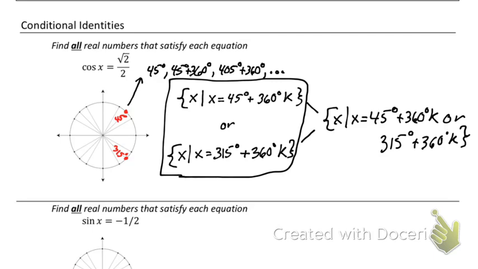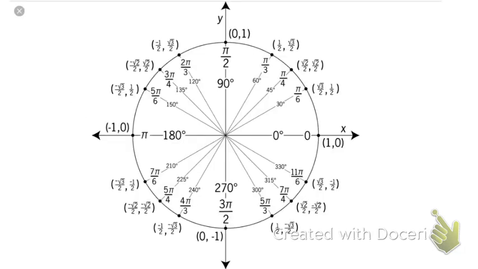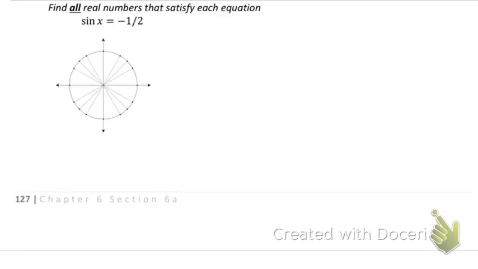Okay, the next one says, find all real numbers that satisfy this equation. Sine of x equals negative 1/2. Once again, we're just going to go to our unit circle and figure out where sine equals negative 1/2. Well, it equals negative 1/2 here, and here. So I'm going to use radians for this one. So I'm going to use 7 pi over 6 and 11 pi over 6. I'm going to go ahead and first mark it on here, just so it's in our notes. So it's here, that is 7 pi over 6. And here, which is 11 pi over 6.